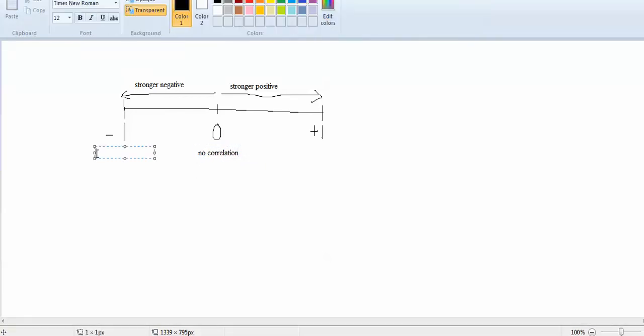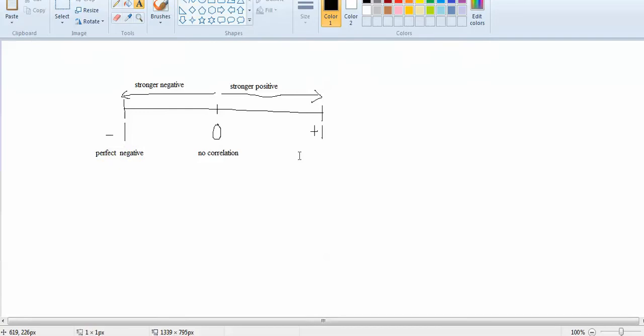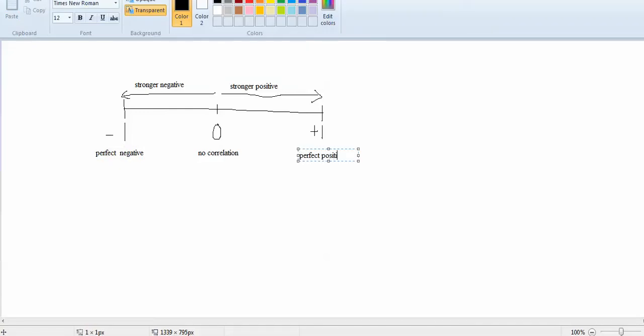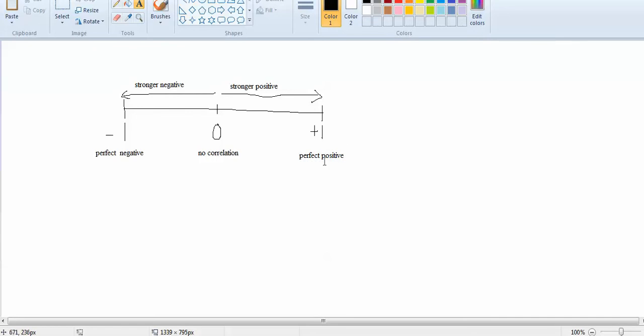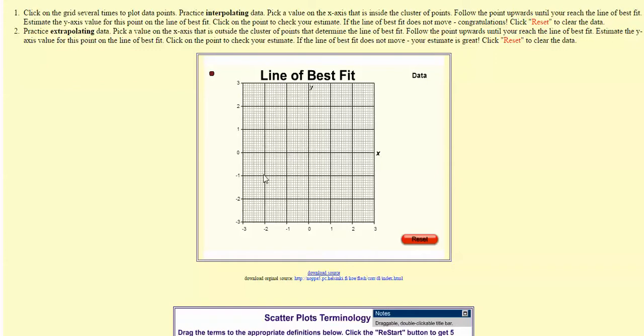If it comes out to -1, it means that the data set is showing a perfect negative correlation. And if it comes out to +1, it means that the data is showing a perfect positive correlation. And I'll show you what a perfect negative and a perfect positive would look like. I'll go back to the website. If the dots all perfectly line up on a straight line going from left to right, it's a perfect positive correlation. So this data set would have a correlation that would come out to a value of +1.